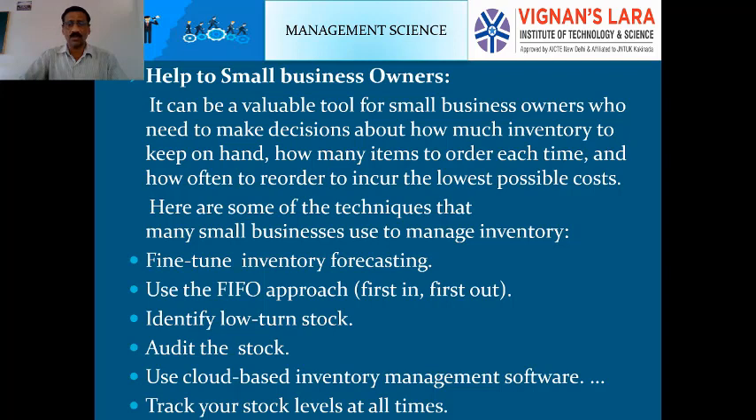Many small businesses use these to manage inventory: fine-tuned inventory forecasting, use the FIFO approach, identify low-turn stock, audit the stock, use cloud-based inventory management software, and track your stock levels at all times. These are 6 points that become available through the study of EOQ for small business owners.